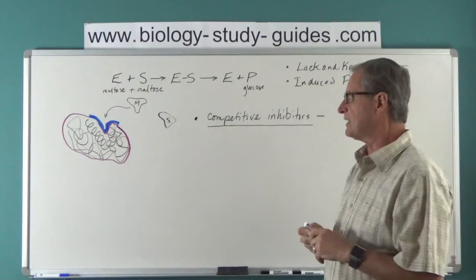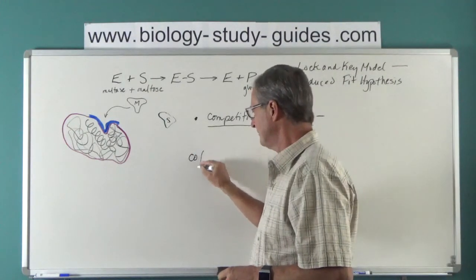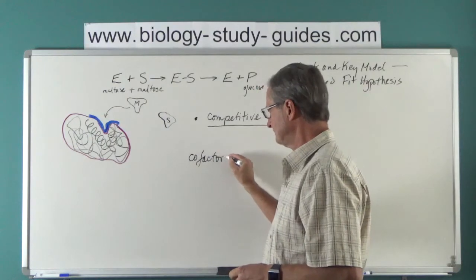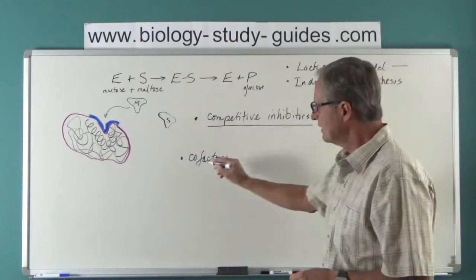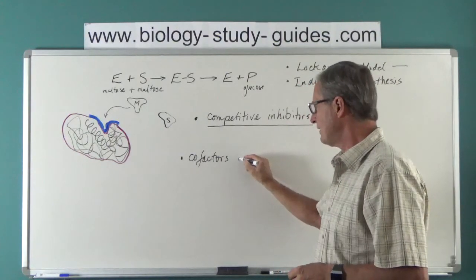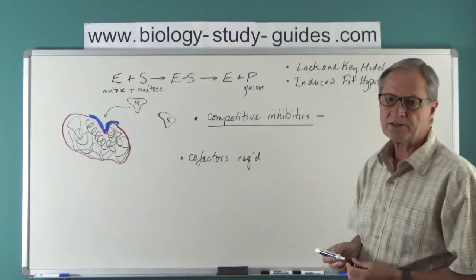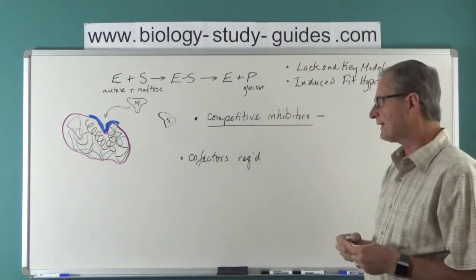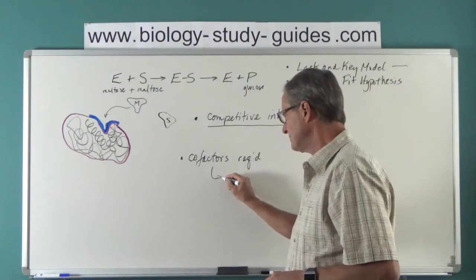There's something else that enzymes need as well. They also need cofactors. So this is something that can block it. Cofactors are often required. You say, okay, so what's a cofactor? Well, cofactors can be either of two things. They can be mineral ions.